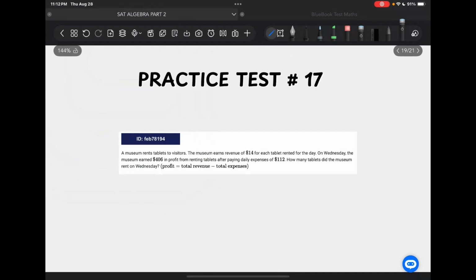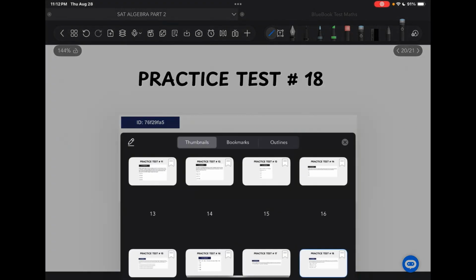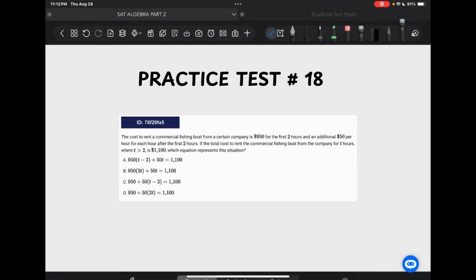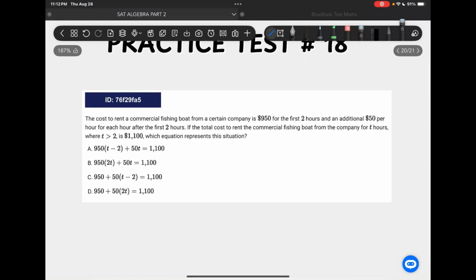Now let's go to our next portion. I think this is the last one. Yep, this is the last one. Okay, go ahead, try it, and then I'm going to solve it.